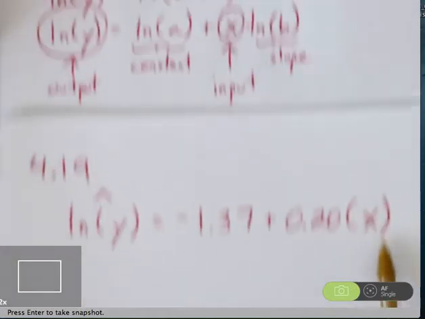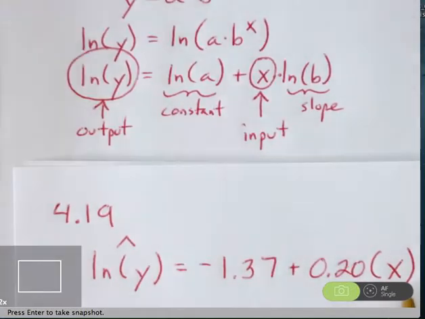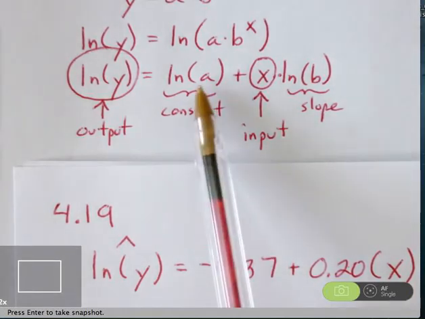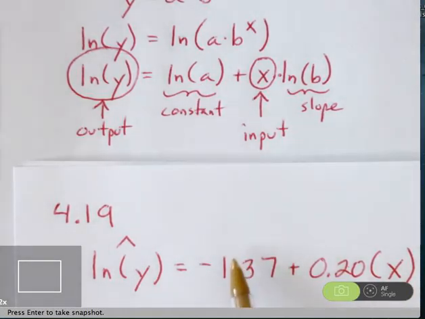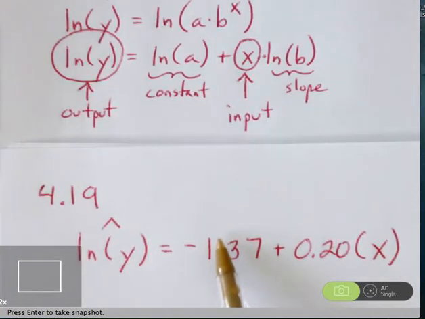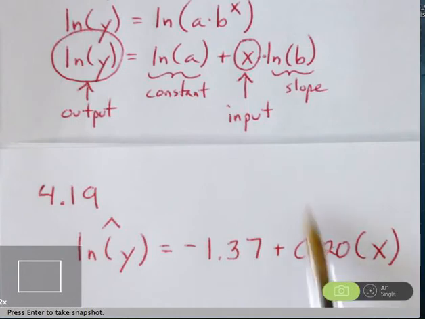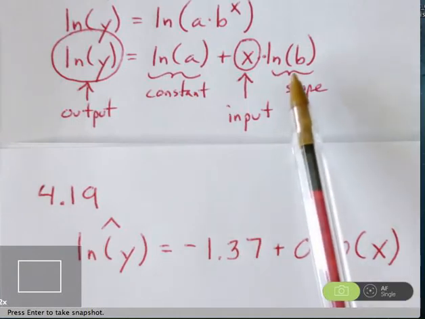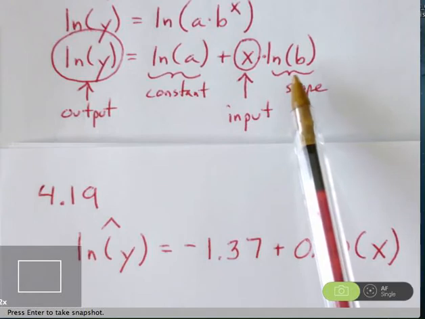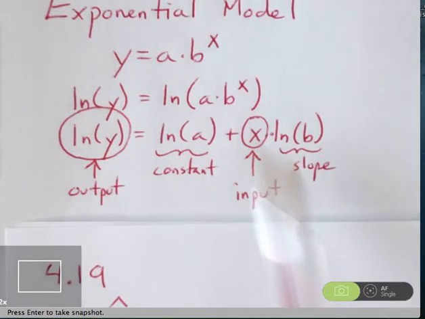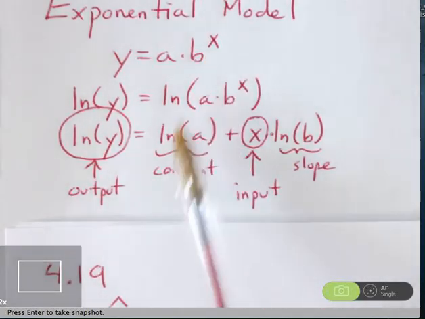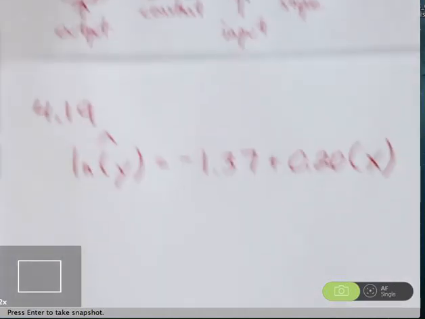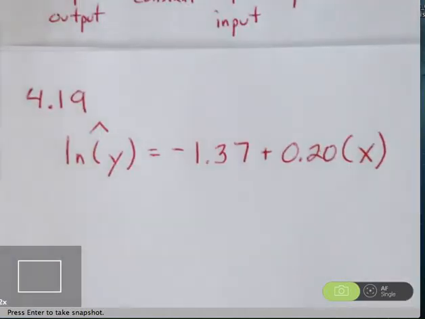So notice above it, I put the exponential model. So again, that negative 1.37, that corresponds to the constant. That's the natural log of a. Here is the input of x. So the slope, the 0.20, that corresponds to the natural log of b. So that's how we took originally that exponential model and we rearranged it using x and the natural log of y. We rearranged it into a linear model. That's why question 4.19 is calling for you to build a linear model.